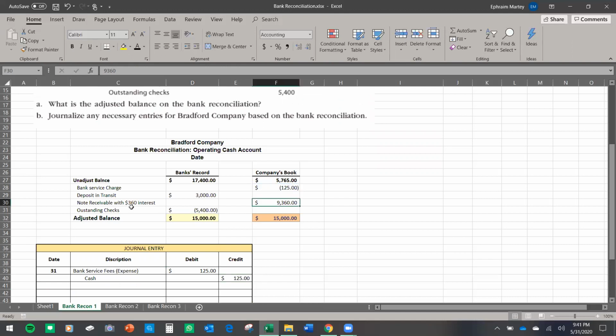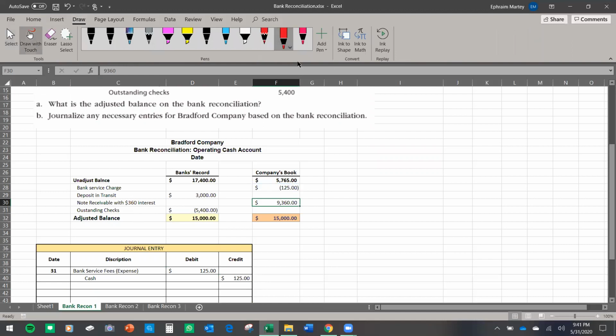We have received a note, but pay attention to this. That's why I told you to pay attention to the $360. The note receivable plus 360 is what we have. We have an increase in our cash. So automatically we know, if we have a T account, our cash is increasing by 9360.